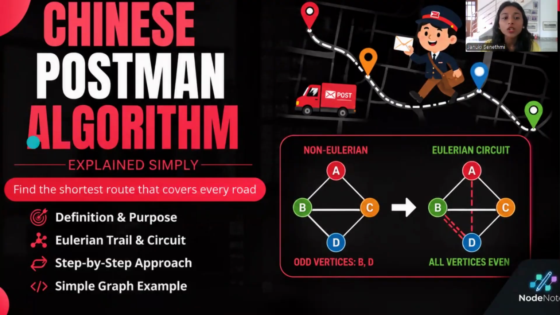Welcome back to NodeNotes. In today's video, we are going to learn about the Chinese Postman Algorithm, one of the most useful graph algorithms used in real-world routing problems. By the end of this video, you will understand what the Chinese Postman Algorithm is, how it works, why Eulerian circuits are important, and how we can modify graphs to solve routing problems.